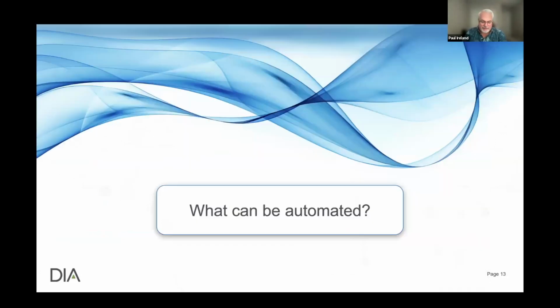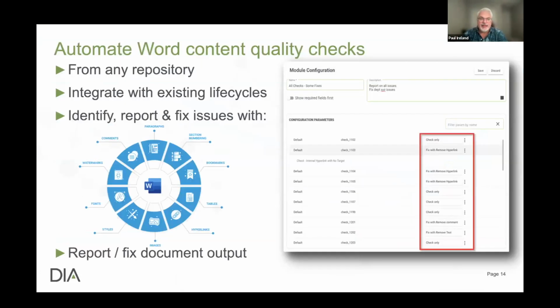So the kind of things that can be automated. Beyond obviously just a conversion to PDF, which I'm not going to focus on in this session because that's how most people think of rendering anyway, what else can be automated? So I mentioned QCing Word content.